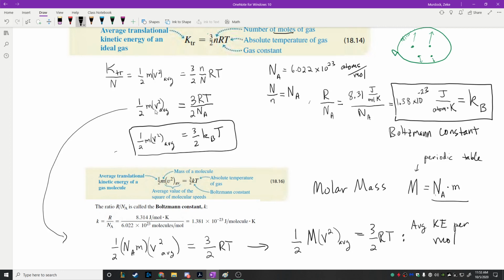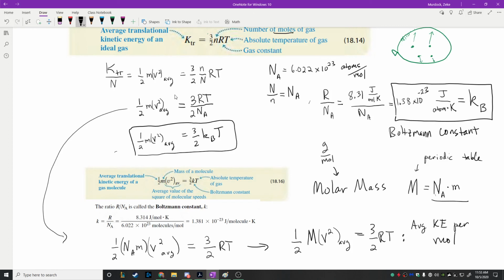Right? Because the units for molar mass are grams per mole. So if I take that and multiply by this, I basically get the kinetic energy per mole. Kinetic energy per mole is going to be 3/2 RT.